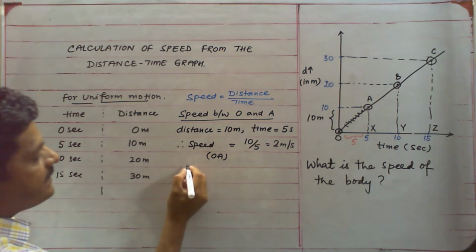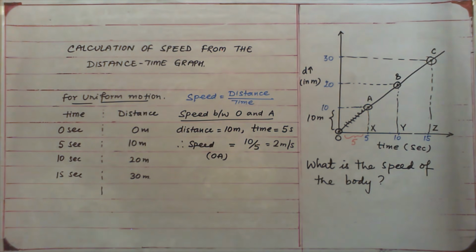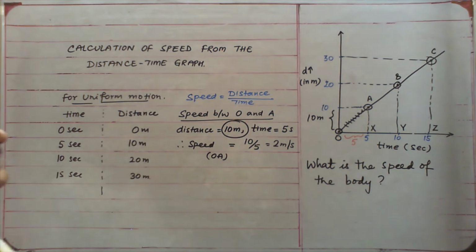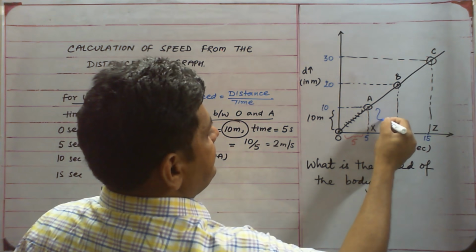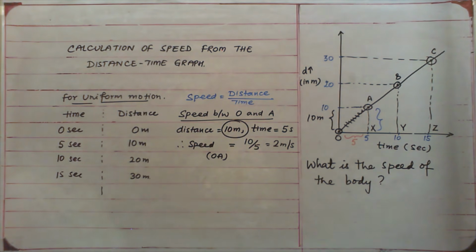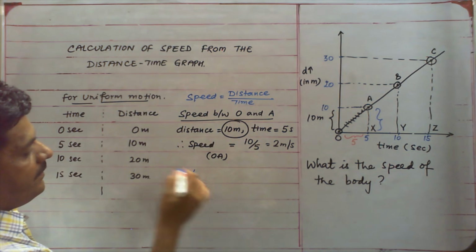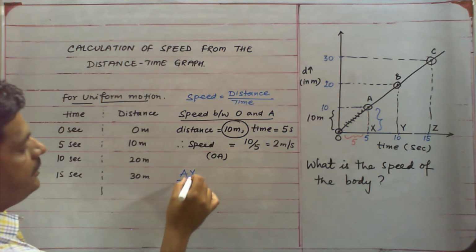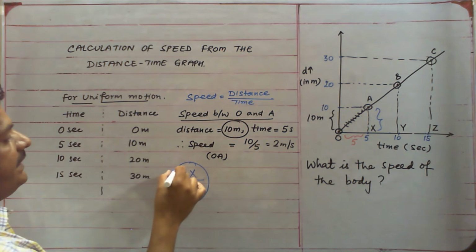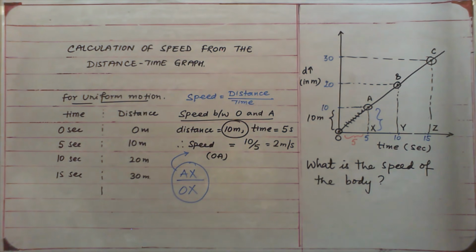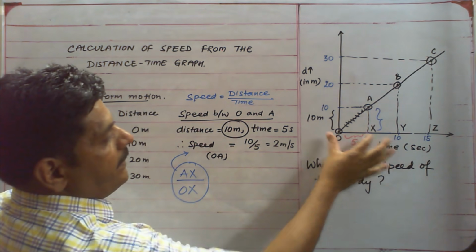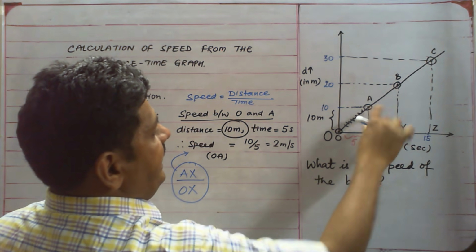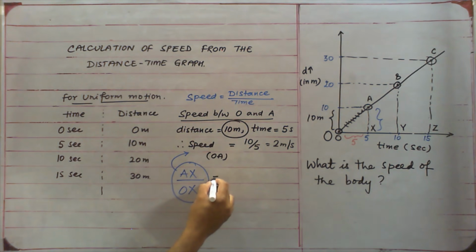Can we write this? We can. If you look at the graph, what is this 10? This 10 is nothing but AX. So AX is 10 meter. And what is the time? Time is OX. So AX by OX is giving you the speed of the body. This is O, we can mark this as O. This is AX divided by OX, which is nothing but the speed of the body.